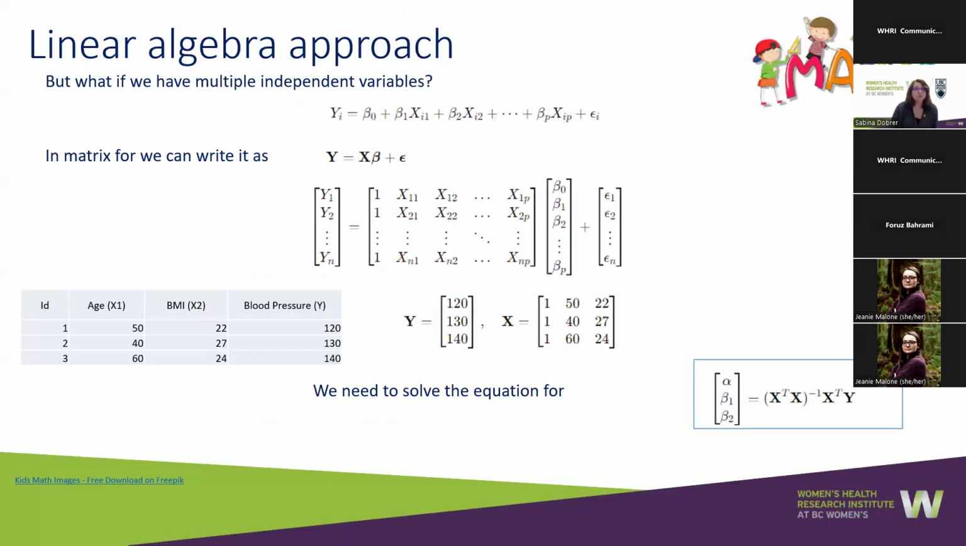So how are we going to do it? This is a linear algebra approach. Yes, you basically can use linear algebra to write it down in a form of matrices and vectors and calculate your intercepts and your regression coefficients. So here on the left side, I put a small example of only 3 records. It's age, BMI, blood pressure. And we wanted to see how age and BMI are predicting our blood pressure.